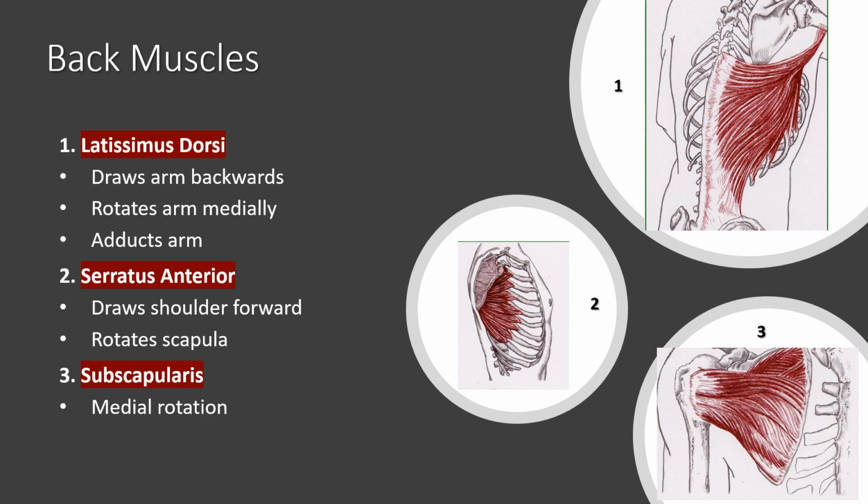The latissimus dorsi, if you go to the gym, which is a very good way of learning your muscle names and learning what muscles do, this is your lat pull down. So it draws the arm backwards, rotates the arm medially, and adducts the arm.